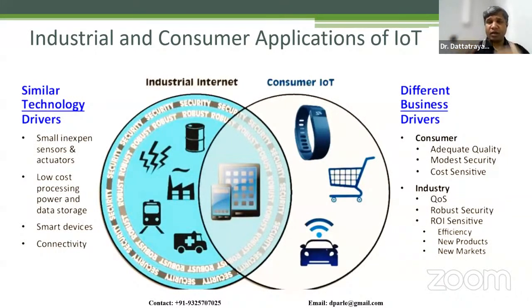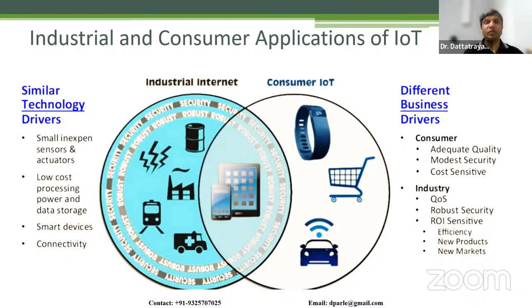The technology is the same, as I go down and explain more industrial applications, you will understand the technology is the same, but there are different business drivers. If you see the left hand side, it has sensors, physical layer, communication layer, platform layer, application layer, right? Everything will remain the same. But what are the business drivers? At the consumer level, you want to improve the quality of life, or provide security and safety to human life, and the devices are more cost sensitive, you don't want to make them very costly. Whereas in industrial applications, quality of service is important, not just quality of life. More robust security is important, return on investment is important, efficiency is important. You want to bring new products and enter new markets.